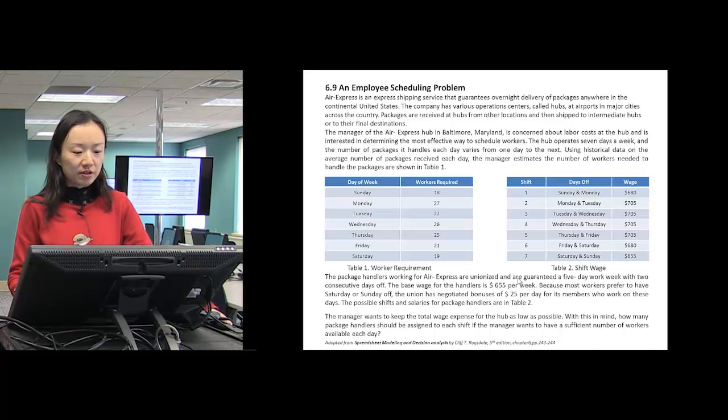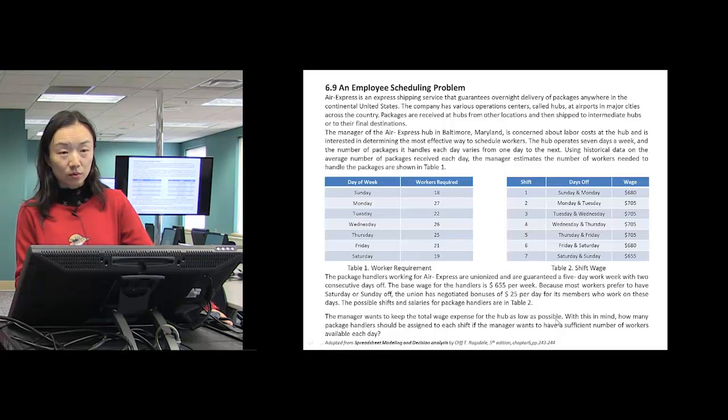This is called an employee scheduling problem. So the decision is to see how many people to assign on each of those shifts, right? Okay, so here, how many package handlers should be assigned to each shift? And they have an objective, which is to keep the total wage expense as low as possible. And the reason for this entire decision is because people on different shifts were given different wage rates.